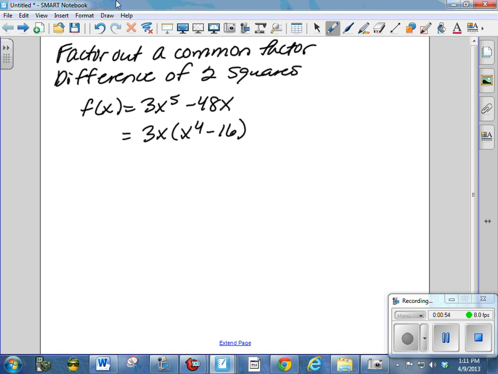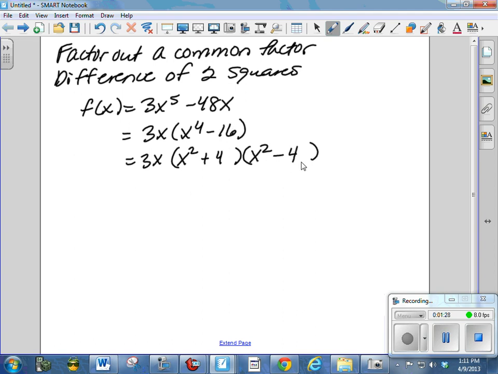Now I notice that I have a difference of two squares, x to the fourth minus 16. They're both perfect squares. And that means I can factor this into two factors. I have an x to the fourth, so this has to be an x squared and an x squared to give me the x to the fourth. And to get the negative 16, I have a positive 4 and a negative 4. Notice the middle term cancels out, so that's why it's called a difference of two squares. You have the same number here and here, but when you multiply this out, you'd have a positive 4x squared and a negative 4x squared, so that term would cancel out.